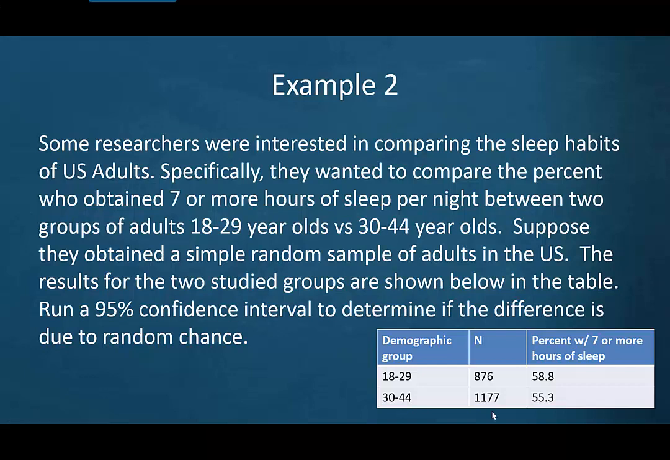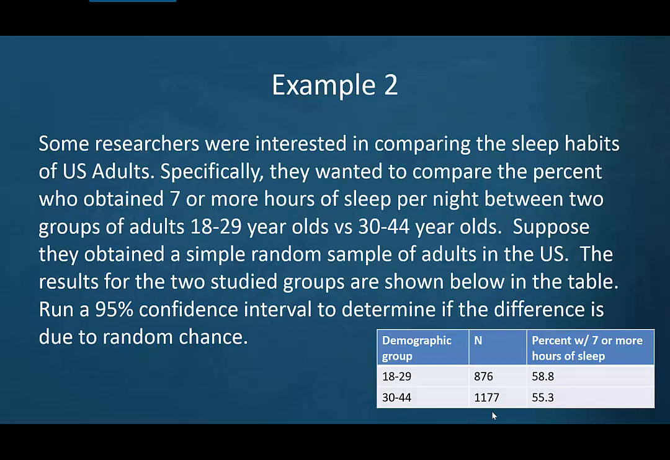Example 2. Some researchers were interested in comparing the sleep habits of U.S. adults. Specifically, they wanted to compare the percent who obtained 7 or more hours of sleep per night between two groups of adults, 18 to 29-year-olds versus the 30 to 44-year-olds. Suppose they obtained a simple random sample of adults in the U.S., and the results for the two studied groups are shown below in the table. Run a 95% confidence interval to determine if the difference is due to random chance.